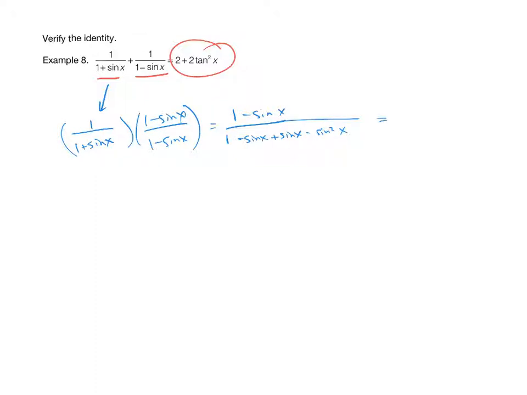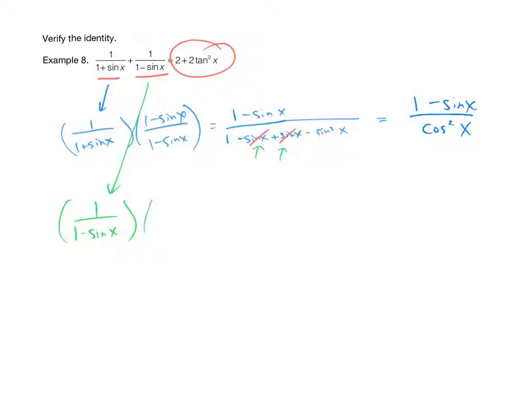But those cancel. And then 1 minus sine squared x is just cosine squared x. So this becomes 1 minus sine of x over cosine squared x. My second fraction, I'm going to do a similar process, 1 over 1 minus sine of x. But to get the same difference of squares effect, where my middle two terms cancel, I'm going to multiply by 1 plus sine of x over itself.